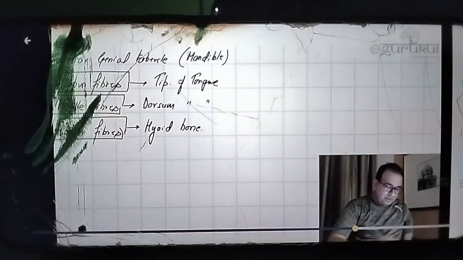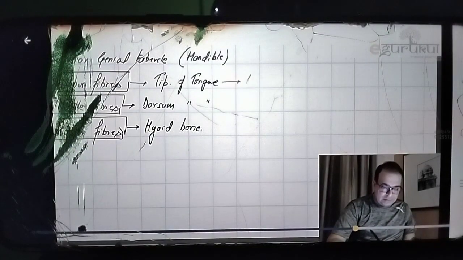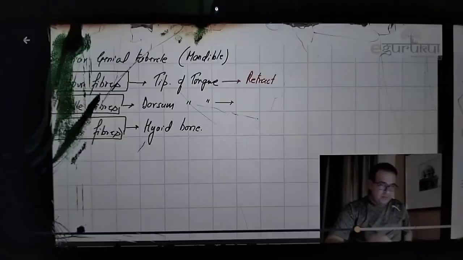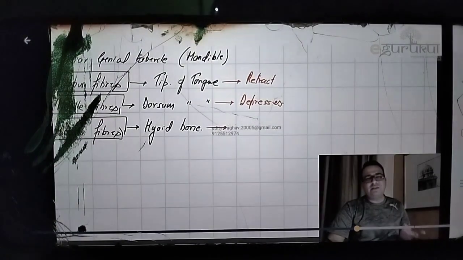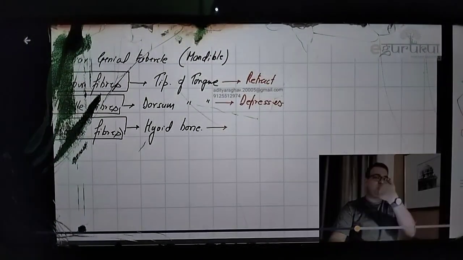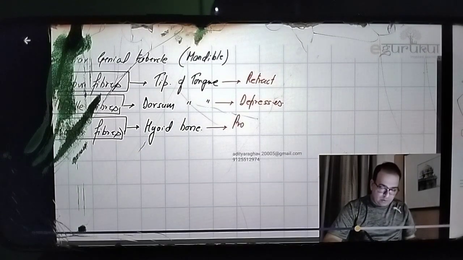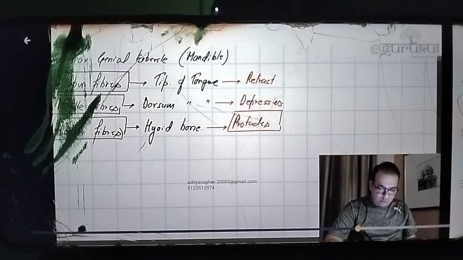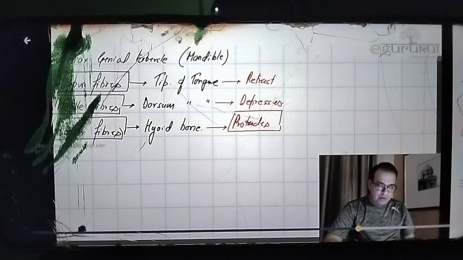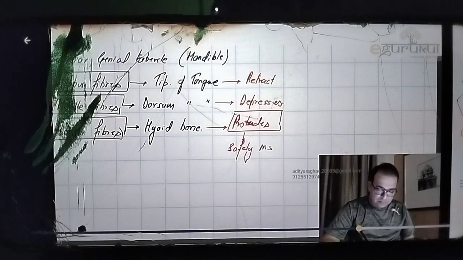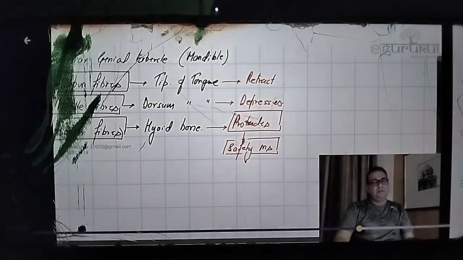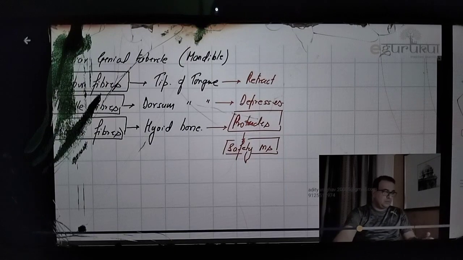So just to write that down: the upper fibers go to the tip of the tongue, and they help in retraction. They retract the tip of the tongue. The fibers which are going into the dorsum of the tongue help in depression of the tongue. They depress. And the ones which are going to the hyoid bone and to the tongue, otherwise it would not be a tongue muscle, going back posterior to the tongue and then to the hyoid bone, are responsible for protrusion. So it protrudes, P-R-U, protrudes. And because of this, it is called the safety muscle of the tongue. It basically prevents the tongue from falling back.